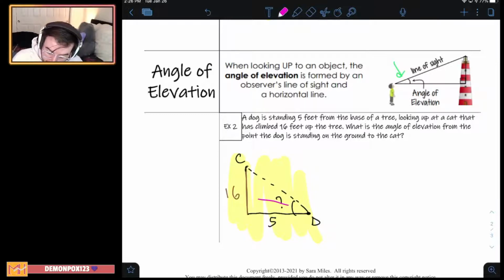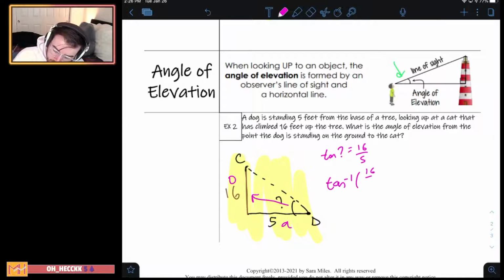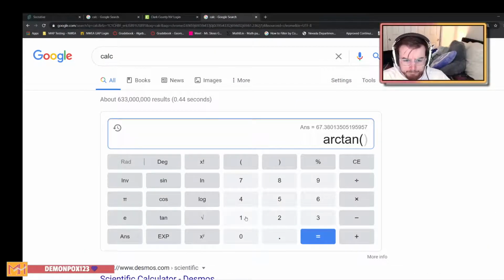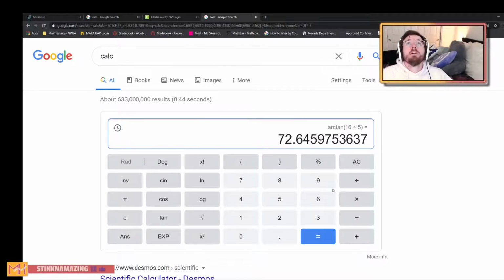Hopefully you look at this offhand and you're like, oh, that's O and A. I'm going to use inverse tangent. So if tangent of the angle is 16 over 5, you simply inverse that to solve for the angle. So how high up is the dog looking? Let's figure it out. He's looking up 72.6 degrees.